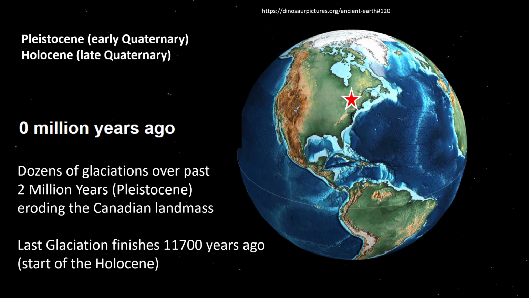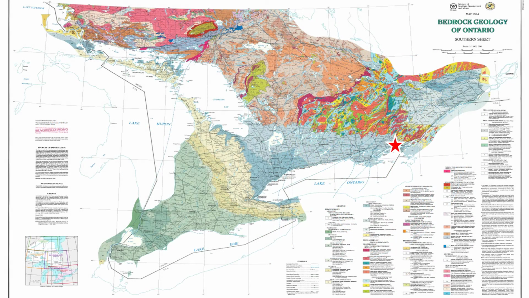The last glaciation finished about 11,700 years ago, but dozens of glaciations over the past 2 million years have eroded the Canadian landmass, especially in the Canadian Shield and in the Kingston area, down to what we see today. All going to produce this fabulous map that we've been seeing throughout the course.